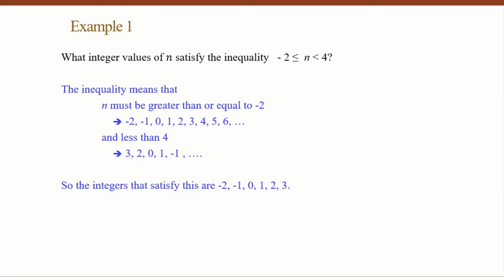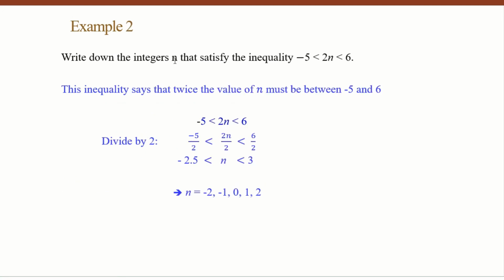So let's look at example 1. What integer values of n satisfy the inequality? n is more than or equal to -2, but n is smaller than 4. Now, what are integers? Integers are whole numbers, cannot be decimals. So how do we find out what satisfies this inequality? If n is more than or equal to -2, then it includes -2 and all these numbers, but it is less than 4. So 3, 2, 1, 0 and -1. So the integers that satisfy this are n equals -2, -1, 0, 1, 2, 3. It stops at 3 because n is less than 4.